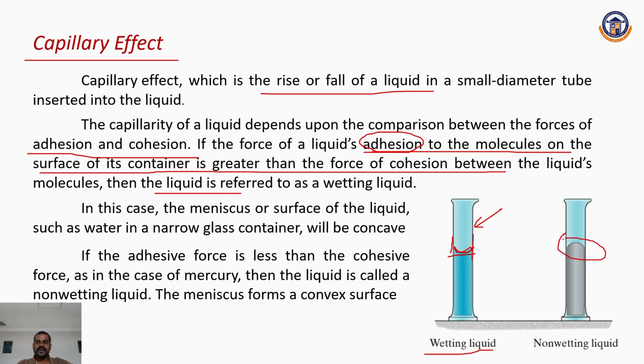But if we take mercury, right? The adhesive force of mercury is less than the cohesive forces of mercury, so the mercury will fall on the container surface like this. Here the water is raised, that's why it is called a wetting liquid. You can see the shape of the water is concave, and convex on the mercury. So this is concave shape, this is convex shape.